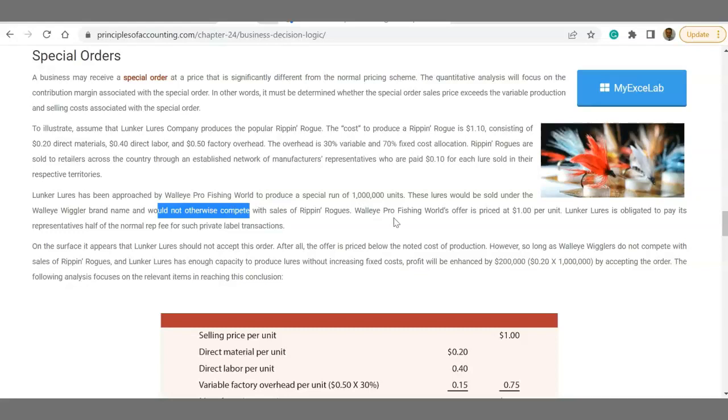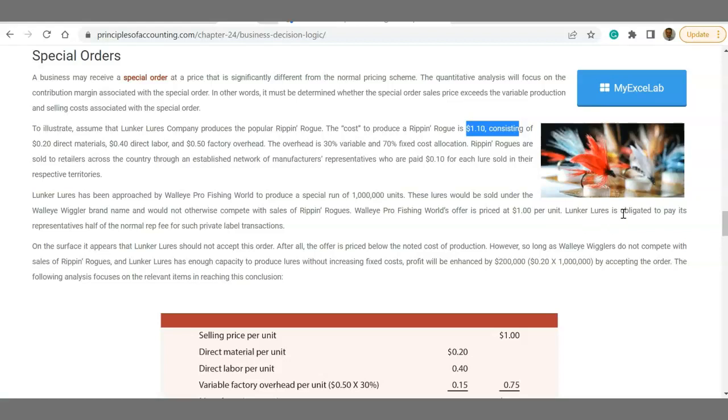So Valley Pro Fishing Boards' offer is priced at $1 per unit. Okay, $1 per unit. But remember, here we were talking about a cost of $10, right? And they are offering you $1 per unit. So at first look, you say, oh, well, hell no, I'm not going to sell that for $1. My cost is $10, right? But you have to be a little bit more careful about what your calculation is doing for you.